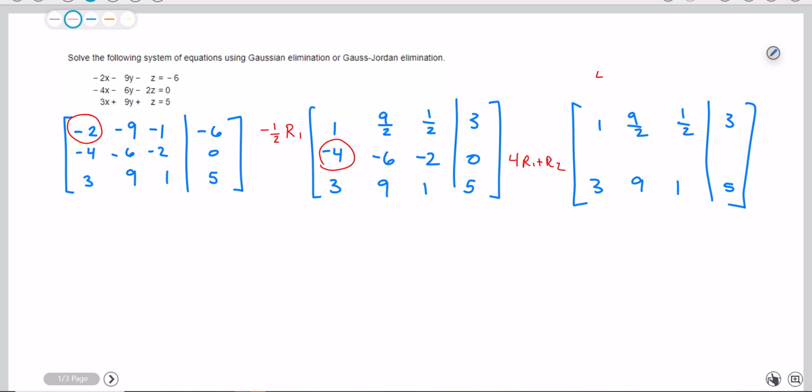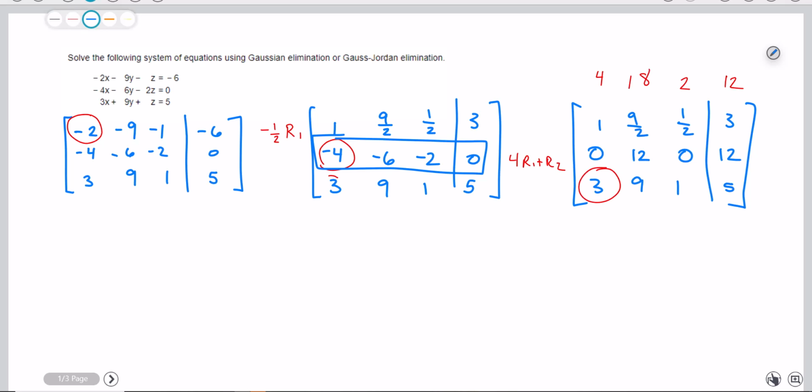So 4 times 1 is 4. 4 times 9 is 36 over 2, that'd be 18. 4 times 1, 4 over 2, that'd be 2. 4 times 3 is 12. Now I'm going to add these to this row 2. So 4 plus negative 4, whole point, we want the 0. 18 minus 6, 12. 2 minus 2, 0. 12 plus 0, 12.